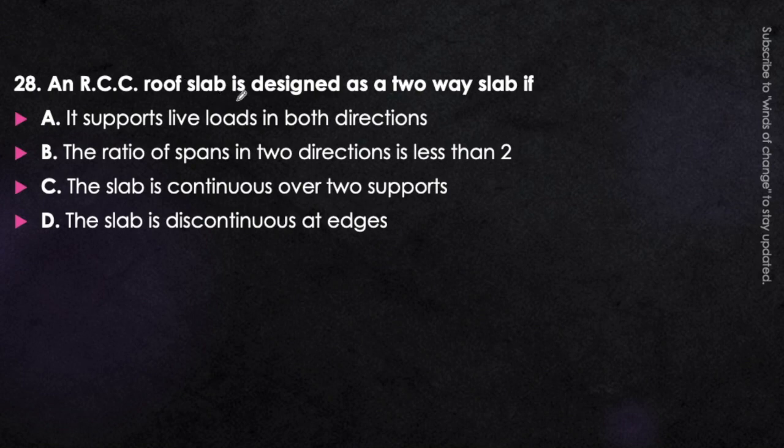An RCC roof slab is designed as a two-way slab if it supports live load in both directions, the ratio of the spans in two directions is less than 2, the slab is continuous over two supports, or the slab is discontinuous at the edges. Here we are talking of the condition in which the roof slab will be designated as a two-way slab. Can you guess it? It will be option B, that is the ratio of spans in two directions is less than 2. In that case, it will be called a two-way slab. Lx upon Ly: if it is less than 2, it is called a two-way slab. If it is more than 2, it is called a one-way slab.